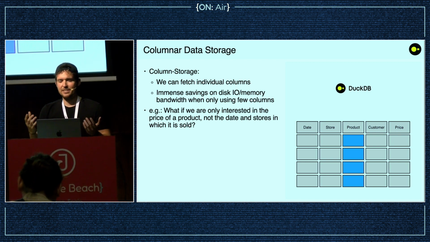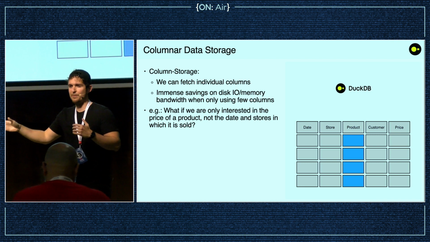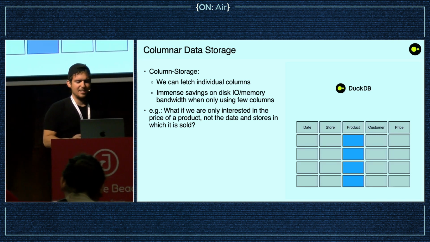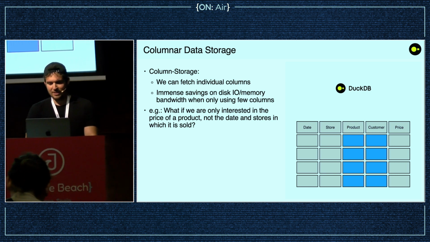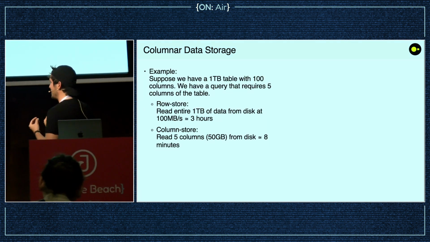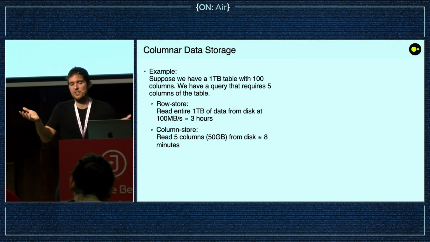And it turns out that this is very common in analytical queries. Usually you have very wide tables, many, many columns, but you're really interested in a handful of them. To give you an idea of what that means in time, because, okay, few columns, all columns, what does that mean?